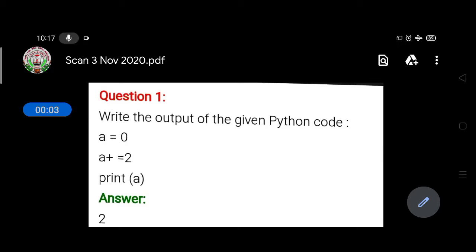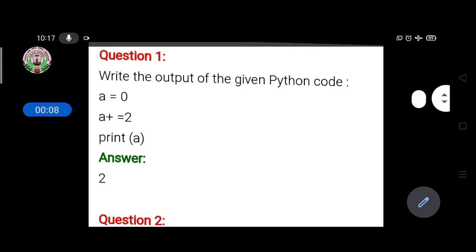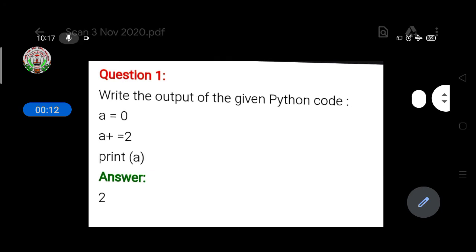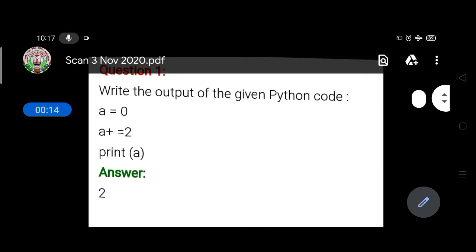Good morning all. Children, today we will discuss some questions: short answer questions, long answer questions and objective type questions, and then we will start the new chapters.